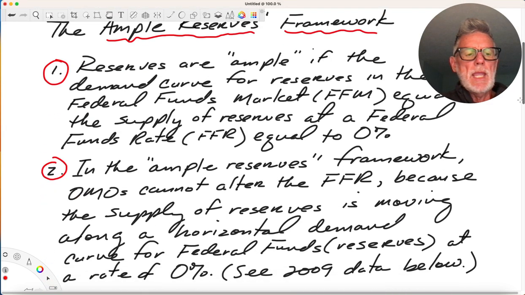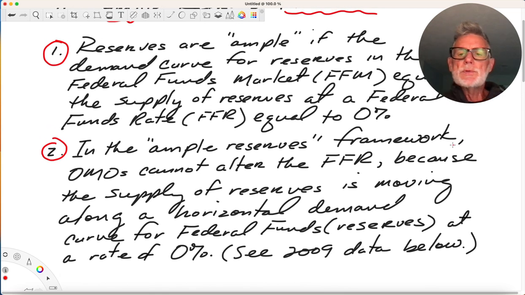And then in point 2, in the ample reserves framework, open market operations cannot alter the federal funds rate. That's an important thing to keep in mind, because the supply curve is intersecting with the demand curve on the horizontal section of the demand curve, the open market operations in moving the supply curve cannot alter the rate at 0. So let me read this. In the ample reserves framework, open market operations cannot alter the federal funds rate. Why? Because the supply of reserves is moving along a horizontal demand curve for federal funds reserves at a rate of 0.